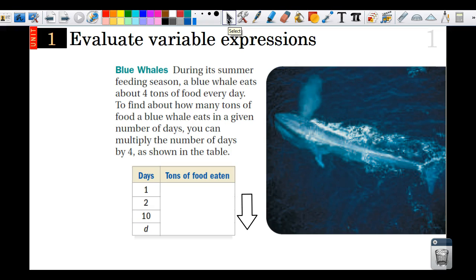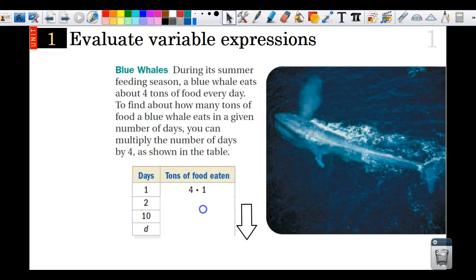So blue whales, for example, during their feeding season will eat about 4 tons of food every day, which is almost as much as how much I eat, but not quite as much. But if you wanted to figure out how much food a blue whale ate during a particular day or after so many days, you would just take the number of days it's been and multiply by 4.